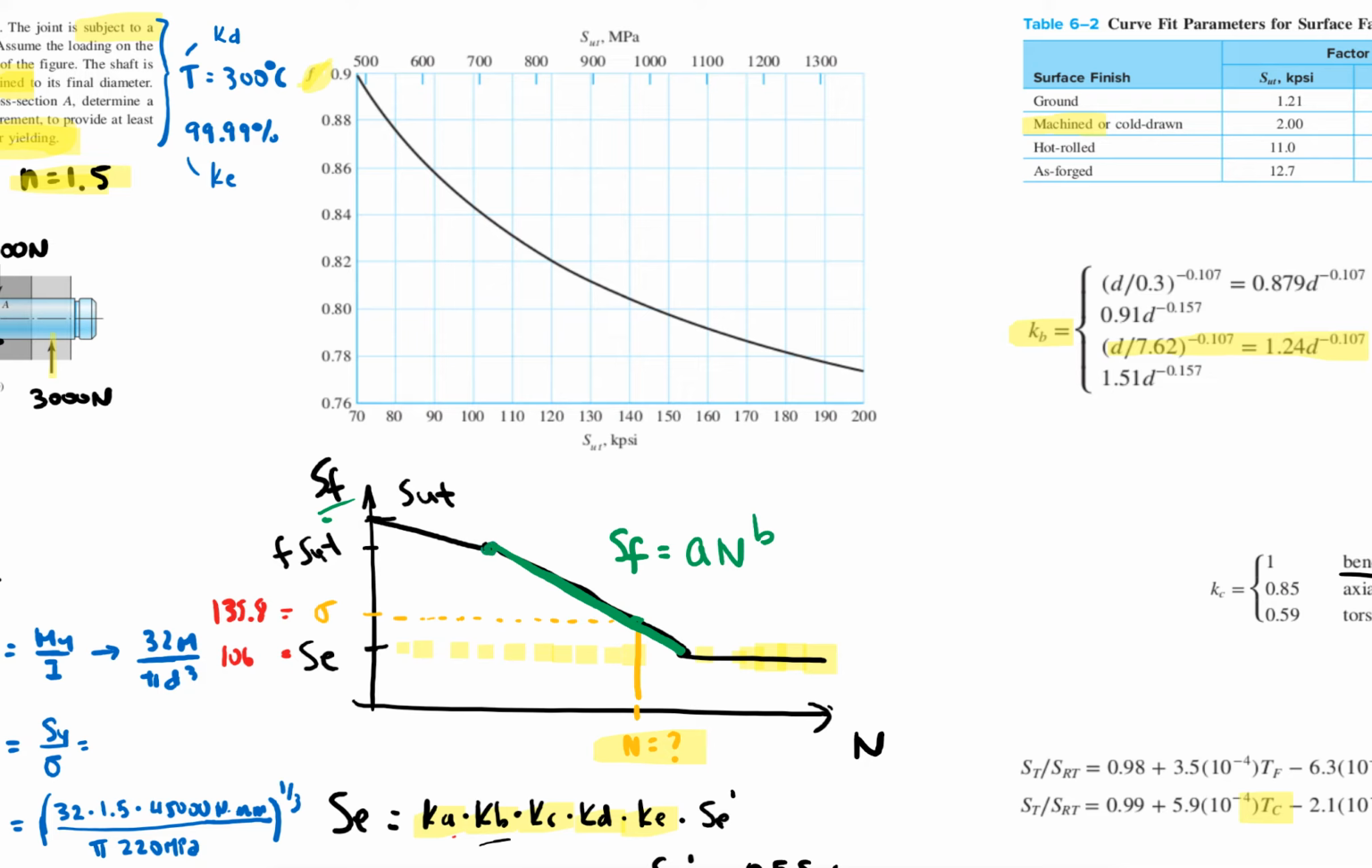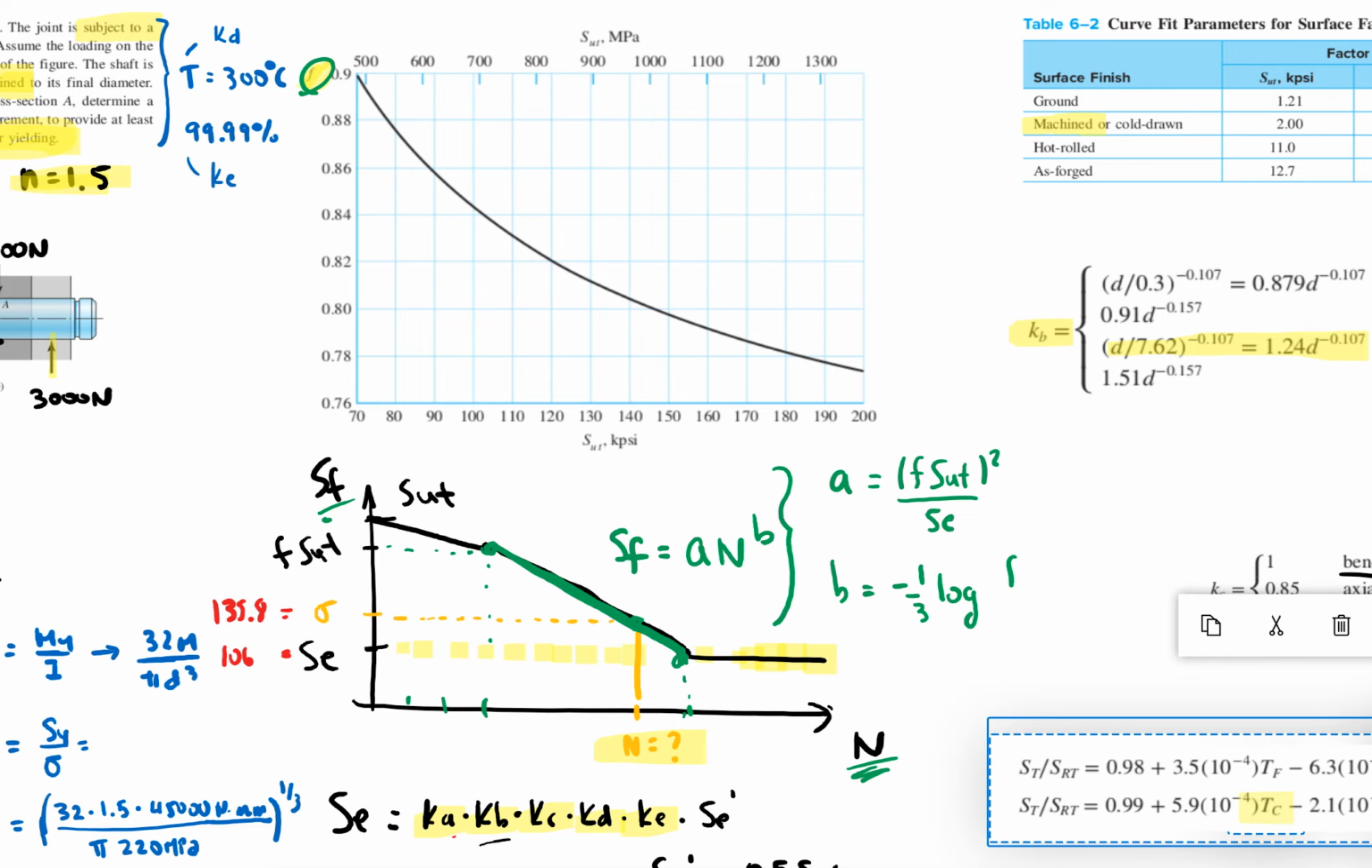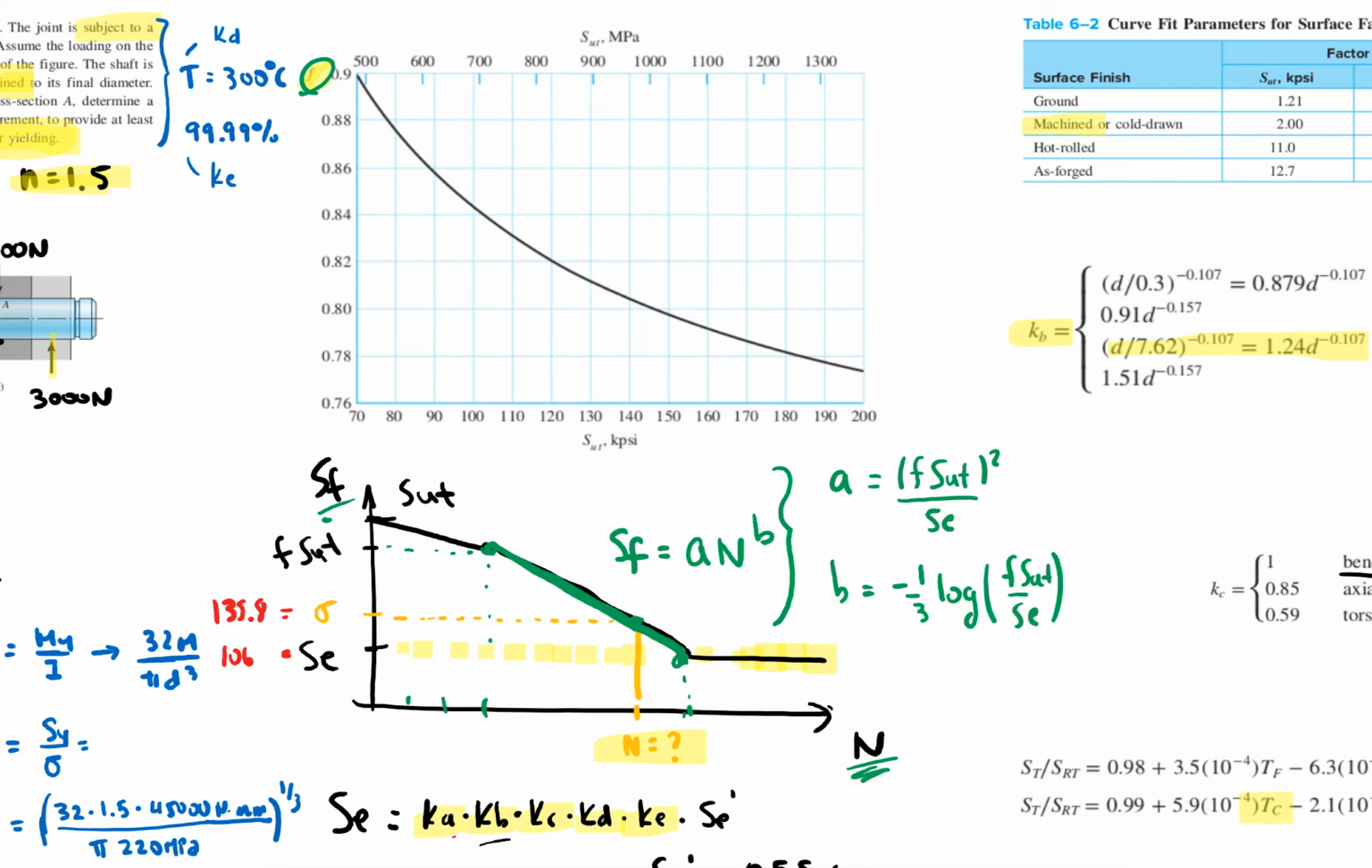So let's do that. I need to find this point and this point to be able to find a and b. We did this in class. So a was equal to f SUT, which would be this point here, a fraction of the SUT, which can be found using this diagram, squared over SE. And then again in class we solved for b. b would be minus 1/3 log. So this is a logarithmic scale, and it's 10 to the 1, 10 to the 2, 10 to the 3, and then 10 to the 6. So that's log base 10 of f SUT over SE.